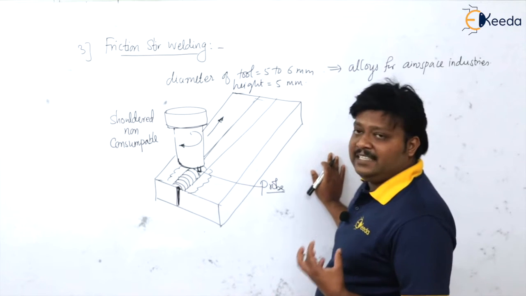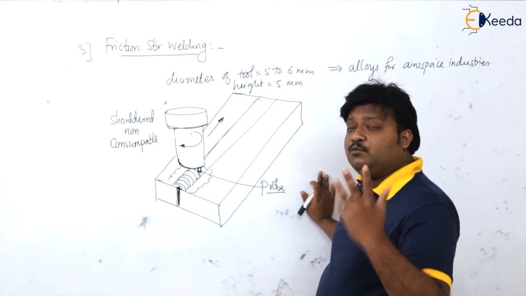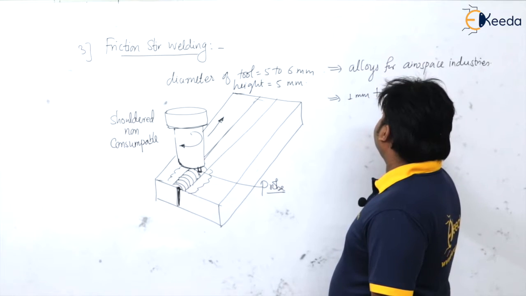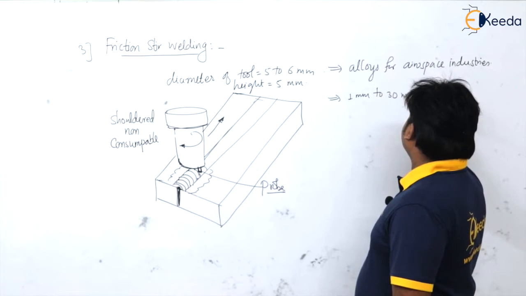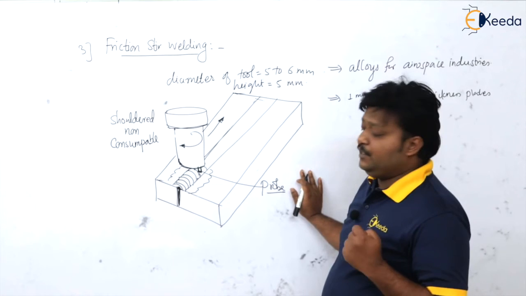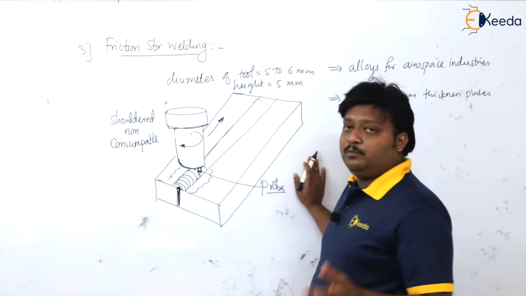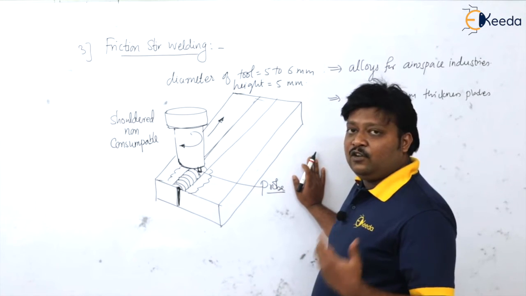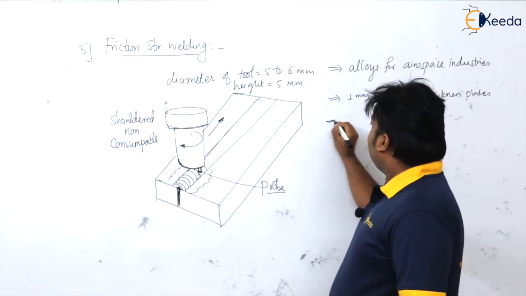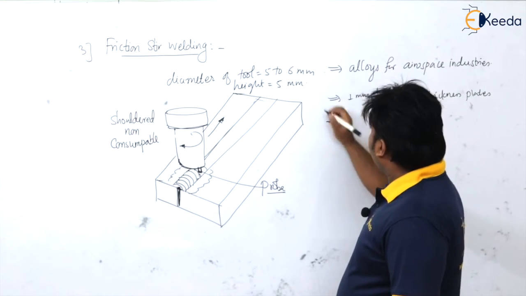This technique can be used for plate thickness from 1 millimeter up to 30 millimeter. Plates of 1 to 30 millimeter thickness we can join using this friction stir welding technique. What is the probe doing? I already told you the probe provides the heating, and it also stirs the material during this process.